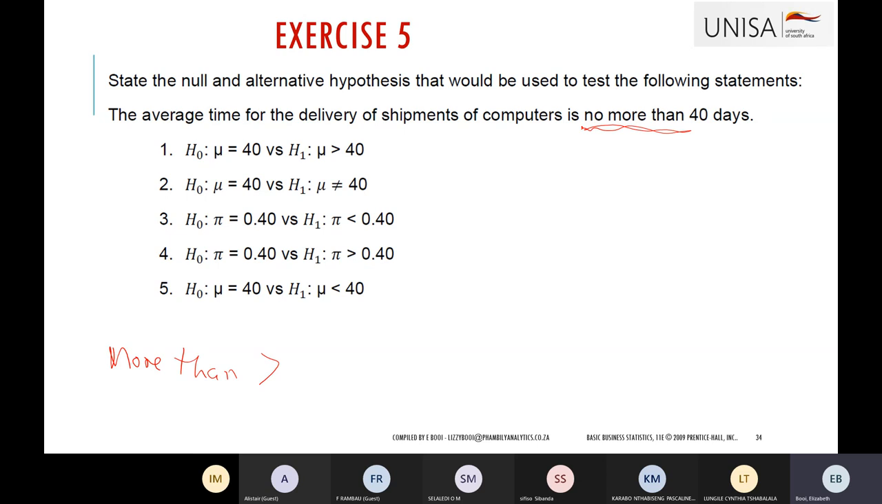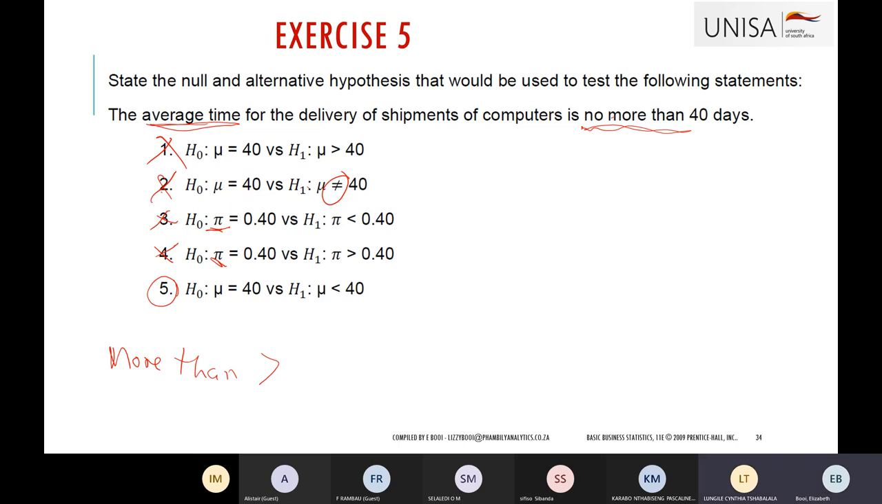The no more than. So which statement is correct? Number five. It will be number five because number three, you can see they talk about the proportion. Proportion, we're talking about the average time. So number three and four, by process of elimination, would have been incorrect. Number two says not equal. We know that it says not more than, so that won't be correct. Then we are left with two. We know number one says it's more than, so that will be incorrect, which leaves us with a no more than.